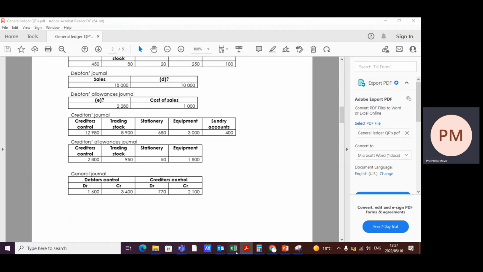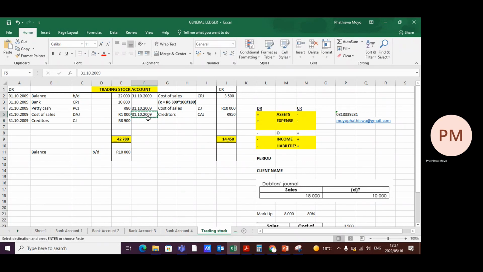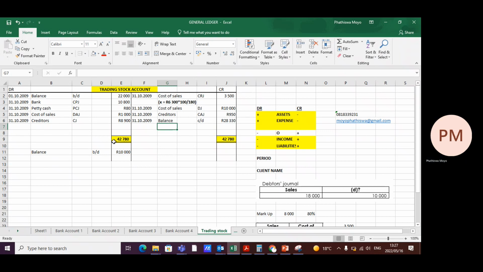So that's it. So which side is bigger than the other? Obviously the debit side, so we will balance here. Balance equals 42,780 minus 14,450. So the stock we have remaining at the end of the period is 28,000.